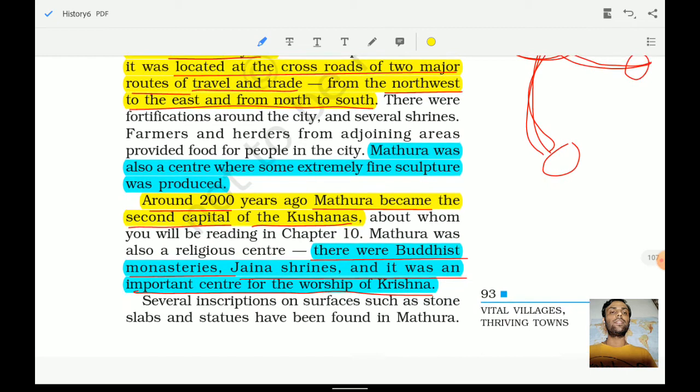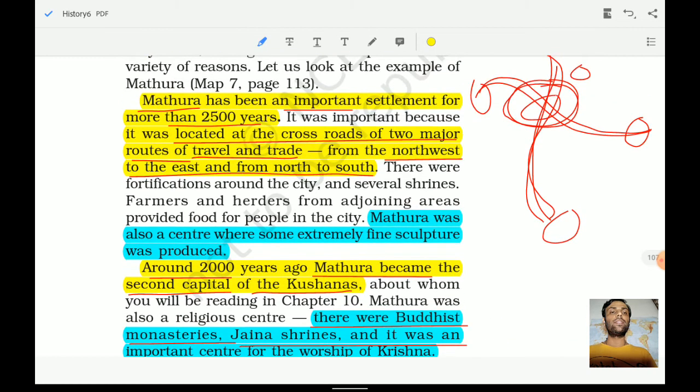Around 2000 years ago, Mathura became the second capital of the Kushanas, because the Kushanas played an important role and gave Mathura a prominent place in history, right? It became the second capital because any king would want control over a place where trade routes are going through. Since it was in the center, and the Kushanas were ruling at that time in the northwest, they moved into the eastern and central parts of India. So they also controlled this portion, and it gave them huge control over trade, right?